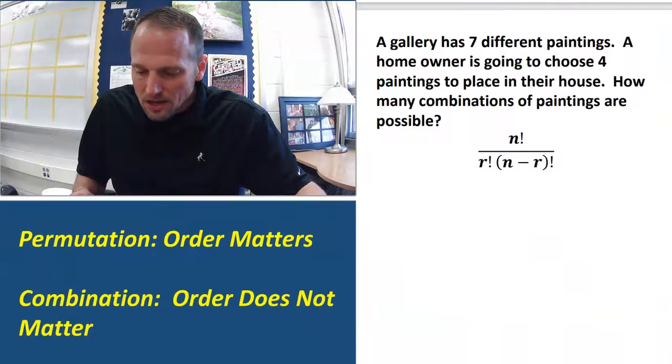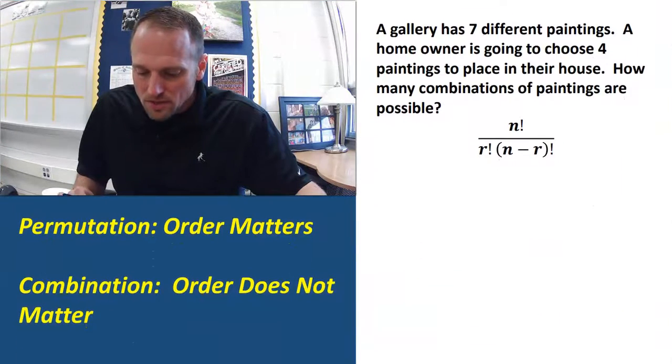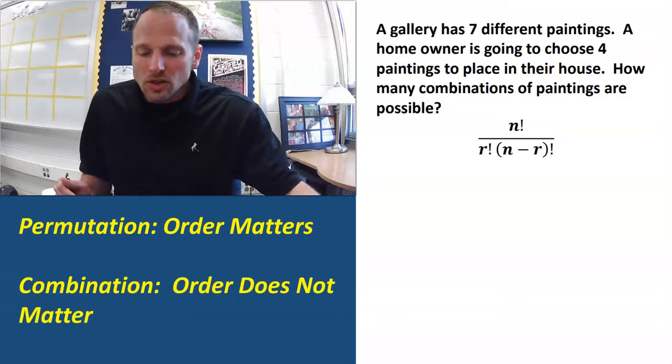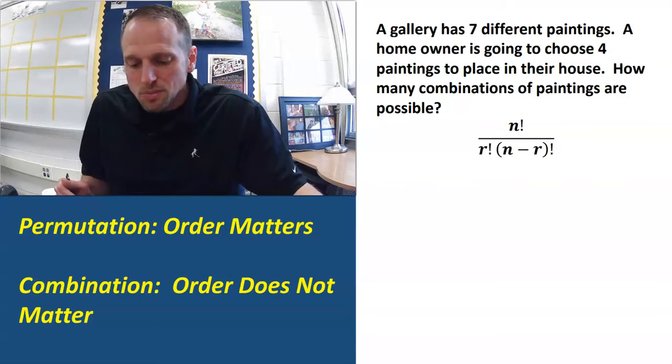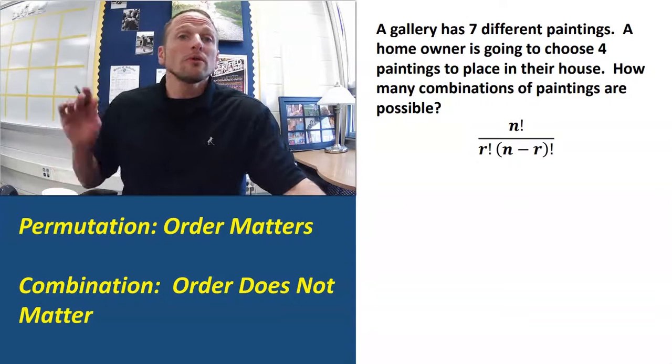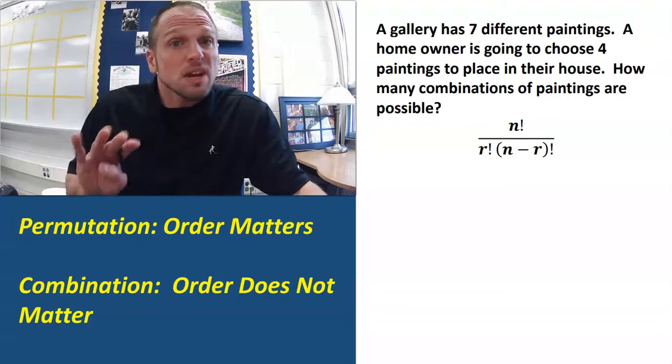Let's go back and tweak this first one. A gallery has 7 different paintings. A homeowner is going to choose 4 paintings to place in their house. How many combinations of paintings are possible? So the homeowner is going to the gallery and they're just going to pick 4 paintings.